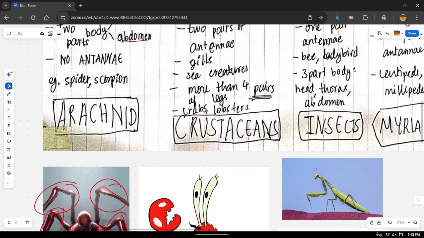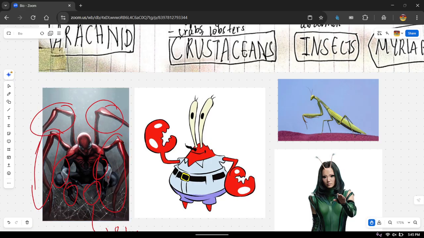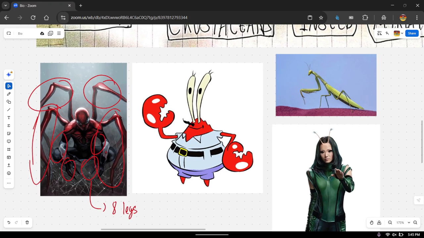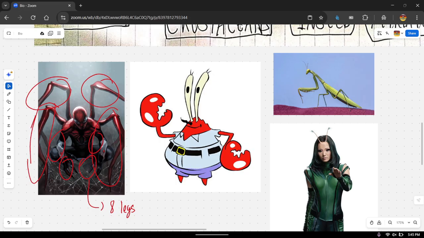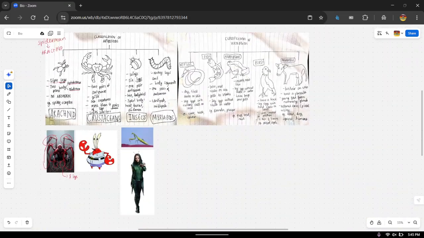Then you know that Spider-Man does not have antennae. You don't see anything like this on Spider-Man's head, like you see on a mantis, right? So this is how you're going to remember that Spider-Man is an arachnid. Spider-Man has 8 legs. Spider-Man does not have antennae, and Spider-Man's body is divided into two parts, which are the cephalothorax and abdomen. There you go. You have easily memorized it.